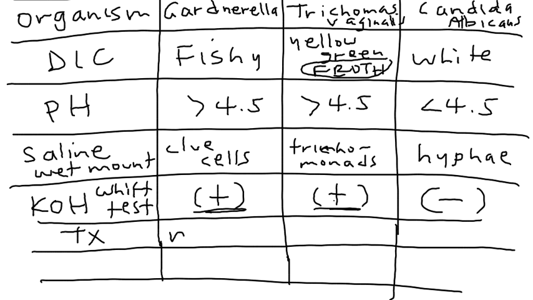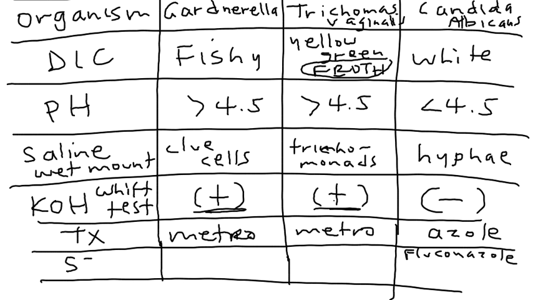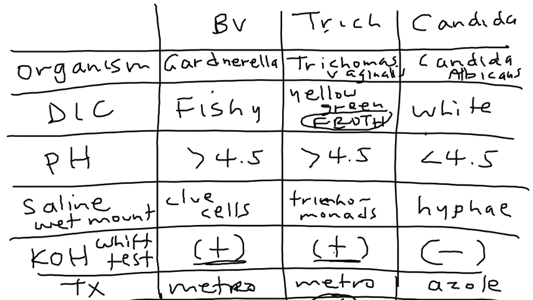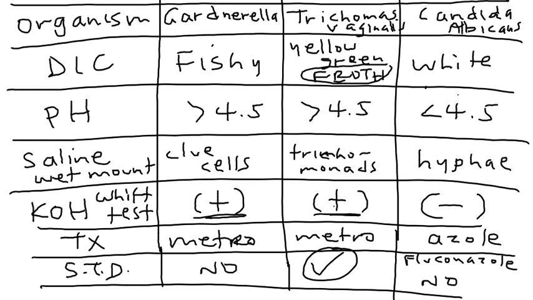Treatment: metronidazole. The treatment for Trichomonas is also metronidazole. And for Candida, it's any azole, like fluconazole, for example. And finally, one thing to remember is which one is the sexually transmitted disease. It's this one right here. No, Trichomonas is a sexually transmitted disease. So if you know this table of BV, trich, and Candida, you should be able to answer pretty much every question on the licensing exam about vaginitis.